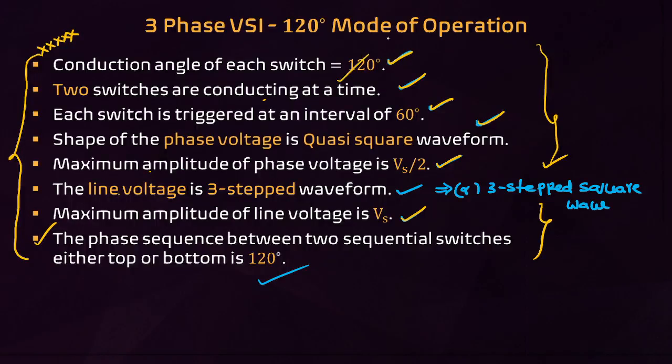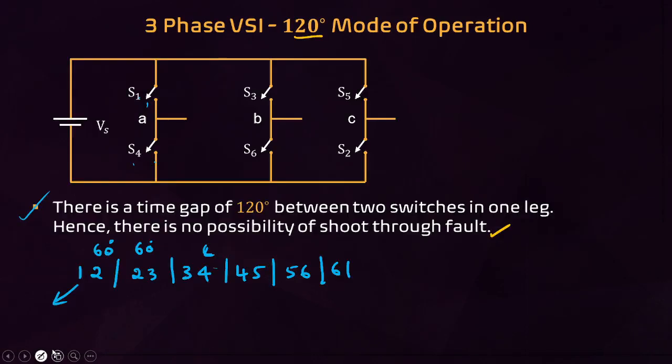Then conduction angle of each switch is 120 degrees. 2 switches are conducting at a time. Each switch is triggered at 60-degree interval. Shape of the phase voltage is quasi square wave. Shape of the line voltage is 3-stepped waveform. The maximum amplitude of the line voltage is Vs. The maximum amplitude of phase voltage is Vs by 2. The phase difference between two sequential SCRs is 120 degrees. That you have to consider.